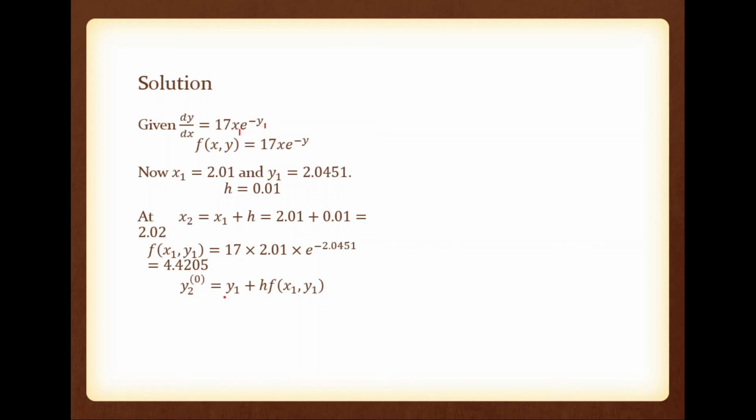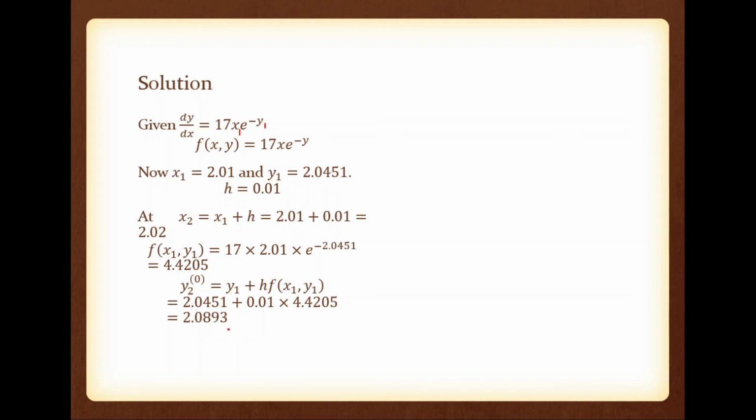In the previous execution, this is y1, this is y0, and this is f of x0 comma y0, because at that point we are finding y1 using x0 and y0. Here we are finding y2 by using x1 and y1. So what is y2 by using Euler's method? That is equal to 2.0451 plus 0.01 into 4.4205. So this is equal to 2.0893. So y2 is equal to 2.0893 by using Euler's method.